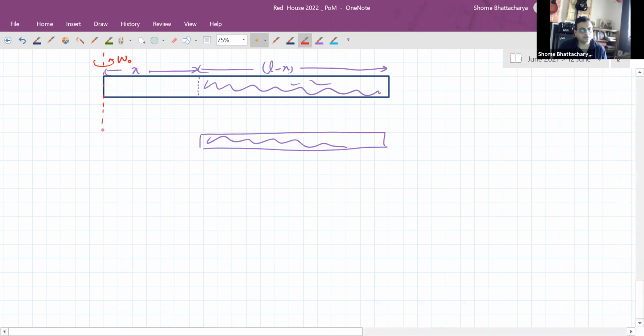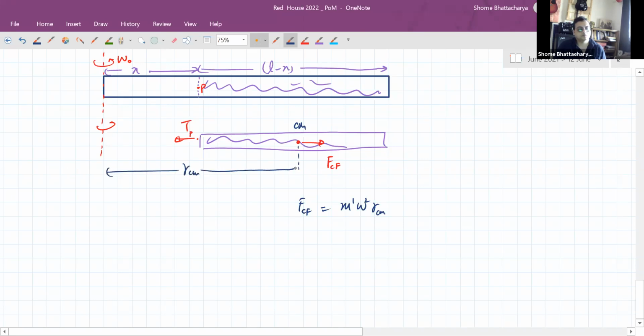As this portion is rotating about this axis, its center of mass is experiencing a centrifugal force like this. And there is tension here at the point P. So this centrifugal force will be equal to the mass of this portion, let's say m prime, into omega square into the position of the center of mass with respect to the axis. So this is the center of mass of this portion.